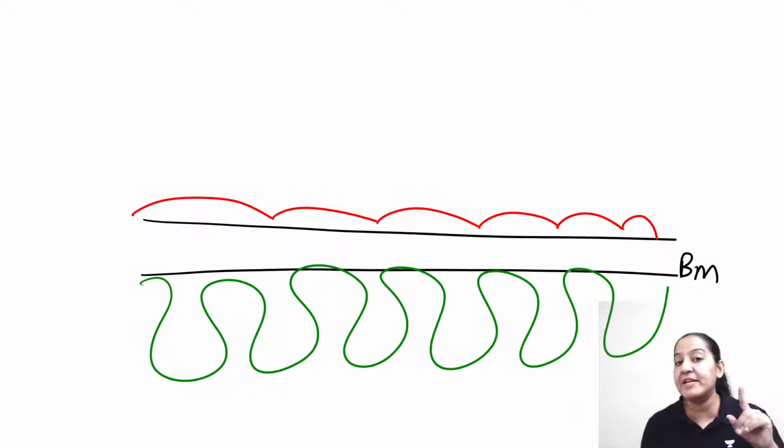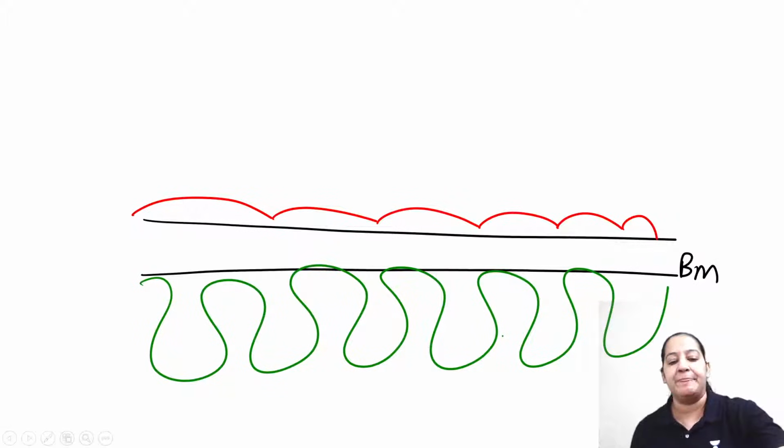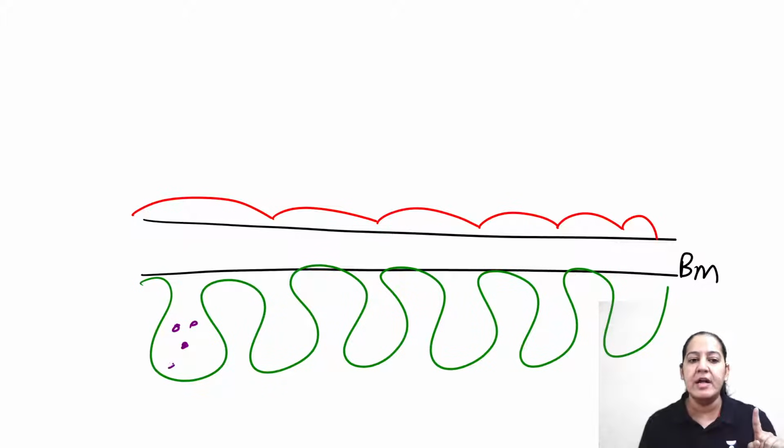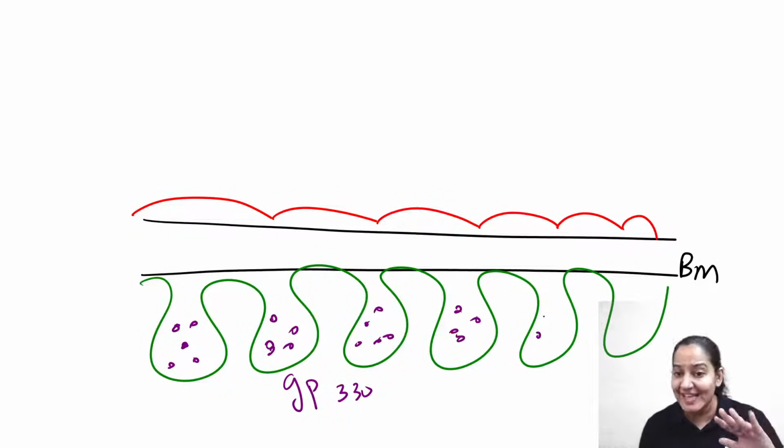Like the basement membrane is made up of type 4 collagen. I have taught you in type 1 RPGN, this is the type 1 collagen, type 4 collagen present in the glomerular basement membrane. So in the same way, the visceral podocytes have a protein in it. The name of the protein is glycoprotein 330, GP330. It is like a protein, same as that of collagen. So it is a self protein.